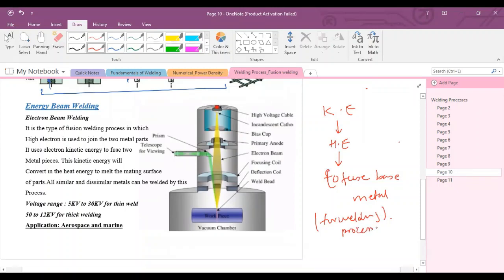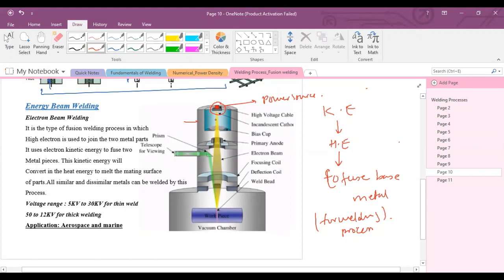This welding type requires a very delicate apparatus, as you can see in the picture. On the top of the apparatus, there is one cathode, and this cathode is connected to the power supply, and through the power supply, electric current is supplied to the cathode. This cathode is made of a tungsten electrode, and tungsten has a high melting point, and due to electric current, this filament will heat up to 25 degrees centigrade for continuous emission of the electron beam.